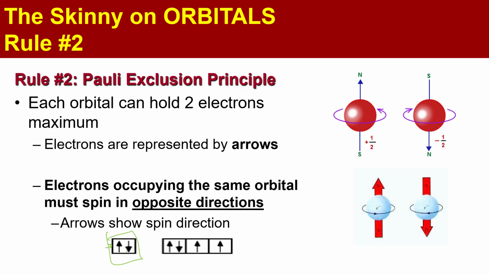This is 1 orbital. This is 3 orbitals. So this would be an example of an S sublevel. This would be a P sublevel with the 3 orbitals. And you will notice that each arrow represents an electron, and that if they are occupying the same orbital, they are spinning in different directions.